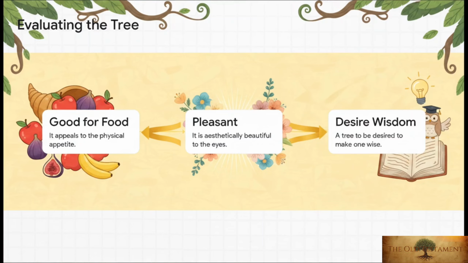Armed with this new, totally tantalizing perspective, the woman looks at the tree again, and the text lays out this very specific three-step evaluation she makes in her mind. It's almost like a picture book of temptation. First, she sees that the tree is good for food, so it appeals to the physical appetite. Second, it's pleasant to the eyes, meaning it's visually beautiful and desirable. Third, and probably most crucially given what the serpent just promised, it's a tree to be desired to make one wise. It appeals to the intellect, the ego, that desire to be elevated. On literally every level, the fruit is practically irresistible.